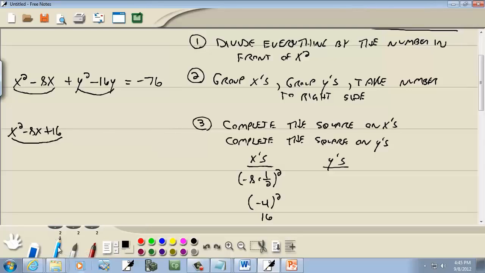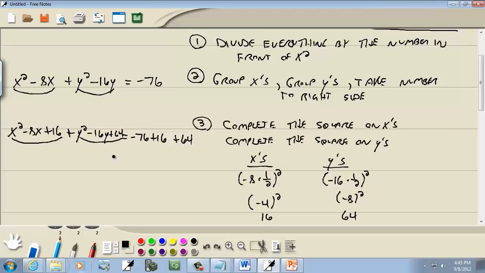There we go. Now for the y's. I'm going to take the number that's before our y, which is -16. I'll multiply it times a half, and I'll square it. It's always times a half, it's always squared. -16 times a half is -8, and -8 squared gives us 64. And we're going to add that to both sides. So I got y squared minus 16y plus 64. Then I'll add 64 over here.